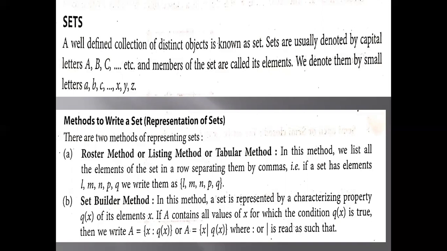The second method is called the set builder method. In this method, a set is represented by a characterizing property Q of X. Here some general character will be written for the objects which are present in the set. If A contains all values of X for which the condition Q of X is true, then we write A = {X such that Q of X}, or A = {X | Q of X}, where the vertical bar or colon is read as "such that". We can use a hyphen or the standing colon. This is the representation of the set builder form.